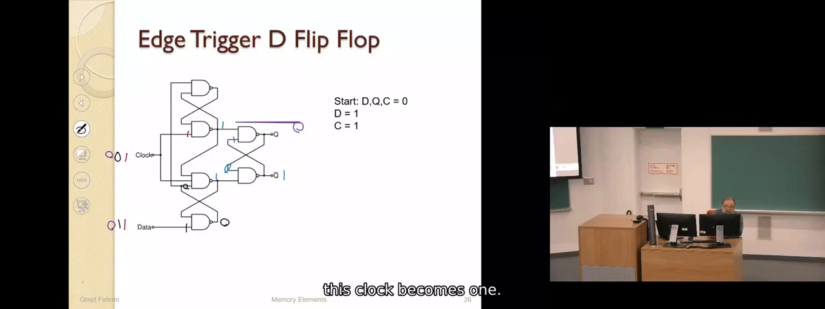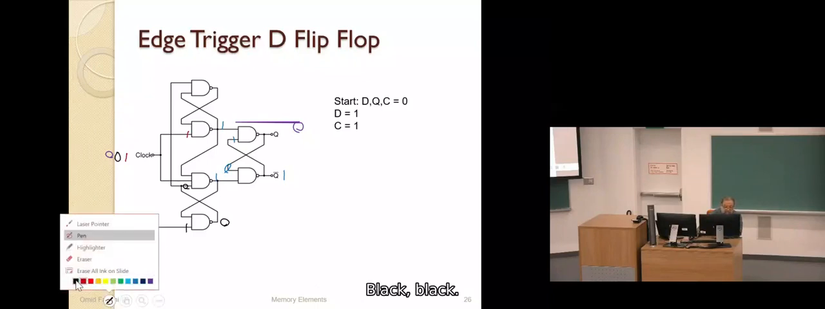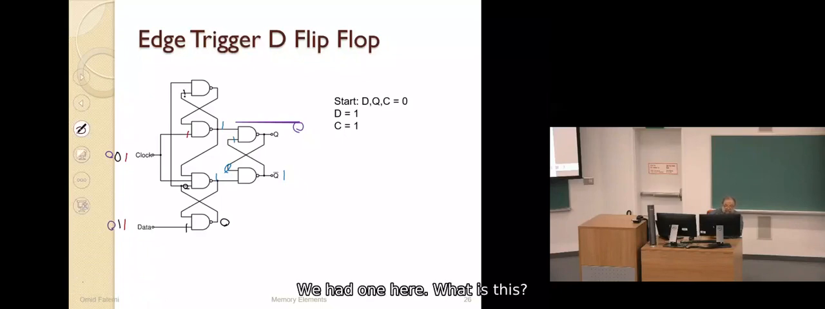So this clock becomes 1. What did we have before? We had 1 before here. Black. We had 1 here. What is this? This is 0, so we had 0 here. So we had 1 here. Oh, it is 0 here. So we had 0 in the black. And then we had, no.